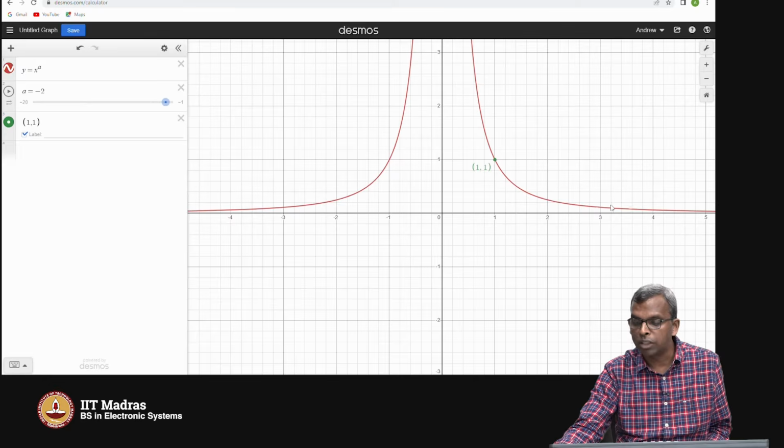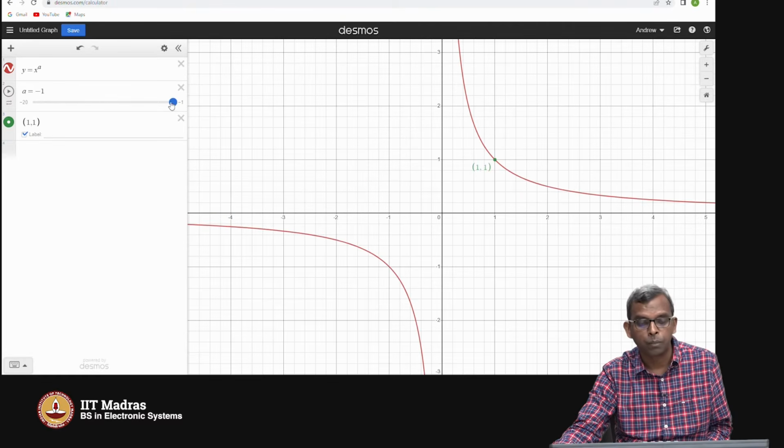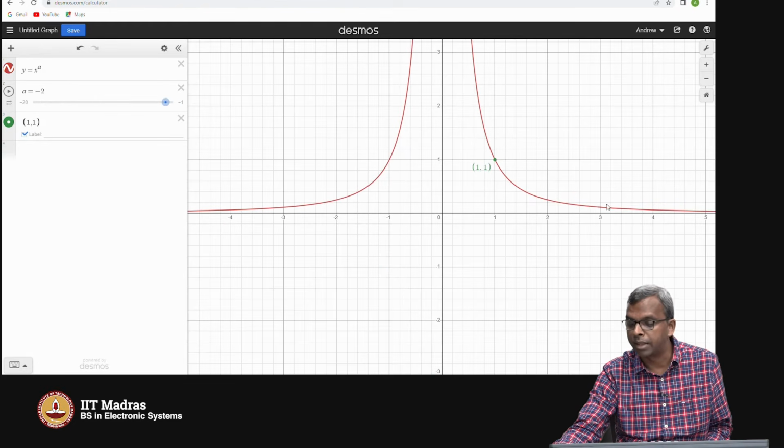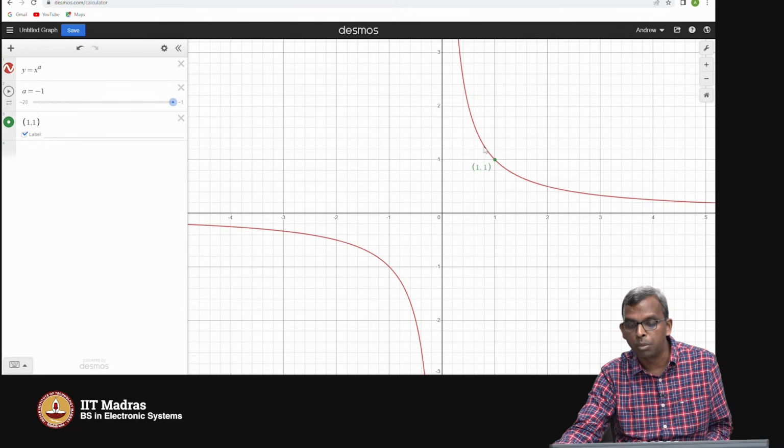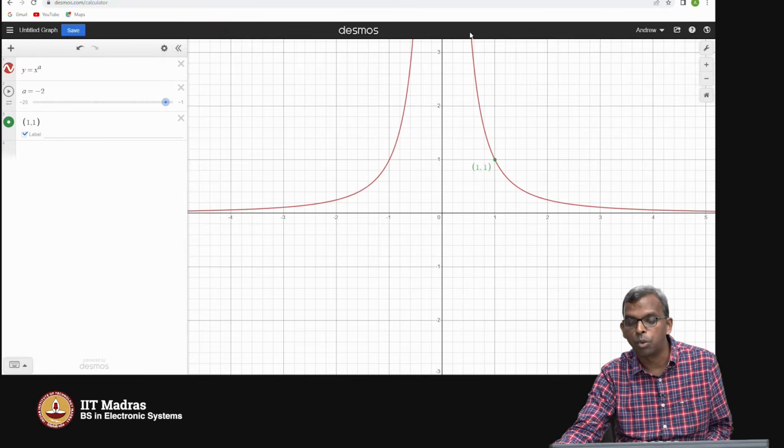On the first quadrant, 1 by x squared seems to be reasonably similar to 1 by x, except that the fall here as it goes to 0 is sharper. You see here, this is a bit more shallow, there's more gap here. When you went from minus 1 to minus 2, this gap became lesser, right? So the fall to 0 is faster here, and likewise, the rise to infinity will also be faster here. This one is going a bit more slowly, and this one will go much more rapidly.